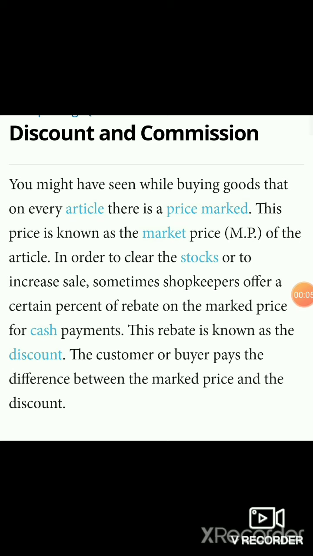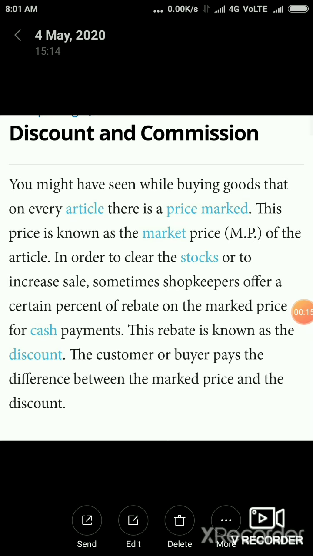We have already done about SP and CP. Today we will learn about discount, and how discount matters.